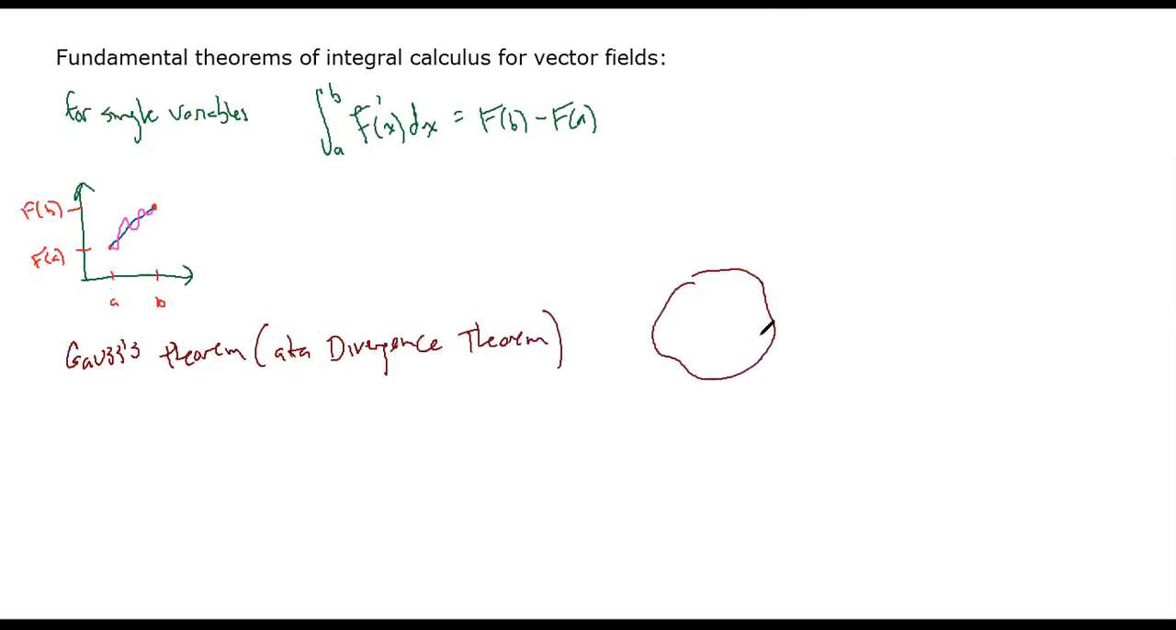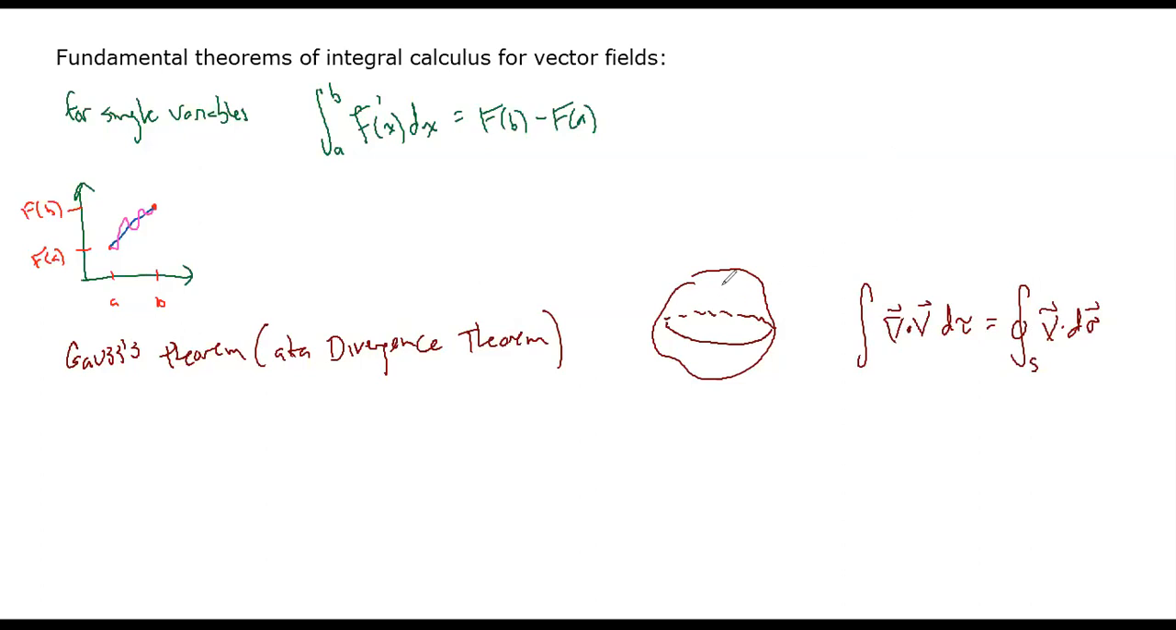which says that if I have a whole bunch of sources and sinks inside of a volume, all I really care about is the net sources and sinks. And the only way that that shows up is by the flux through the surface. So I can look at the flux of the vector field through the surface. I'll call it V dot dΣ. And this is a closed surface.